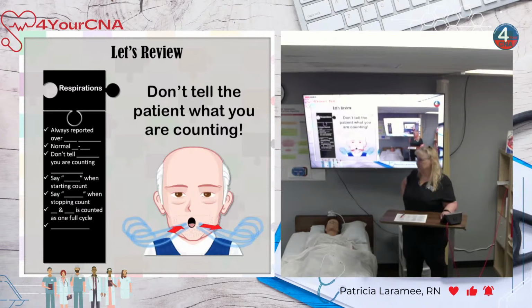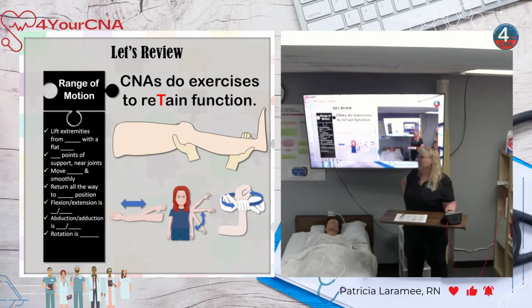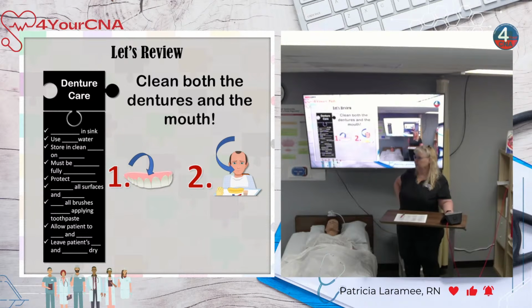But what position do they need to be in? Sitting position. Respirations, we don't tell them that we're counting their respirations. Range of motion, we do these to retain function. Remember, we're not trying to make anything better. So if the patient says, ow, we stop. Go below the ow, let the nurse know. Denture care, 2 parts. We're going to clean the dentures and the mouth they came out of.